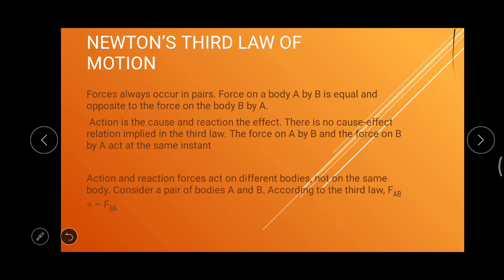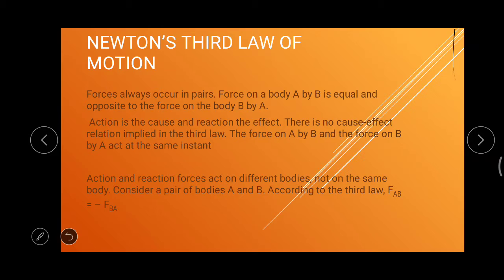Hi dear students, so we have already discussed Newton's first and second laws of motion. Now we are going to discuss Newton's third law of motion.